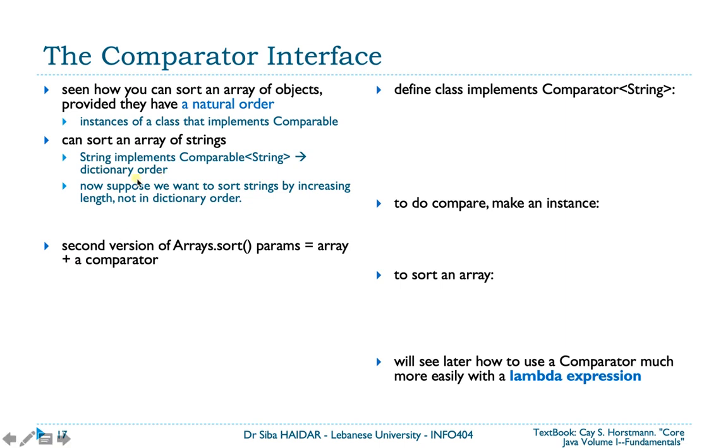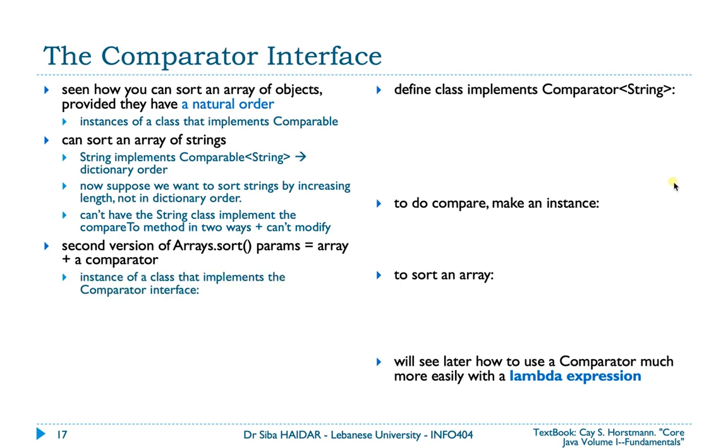Now, suppose we want to sort strings by increasing lengths, not in dictionary order, and we don't want to change the compareTo method because we cannot, or because we don't want. So there is a second version of the Arrays.sort method which takes two parameters, the array and a comparator. What is a comparator? A comparator is an instance of a class that implements the comparator interface. And this is how the comparator interface looks like.